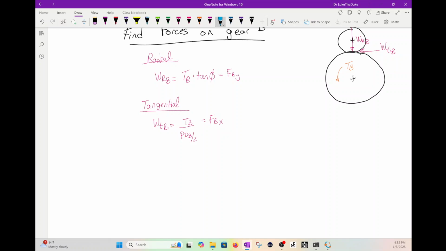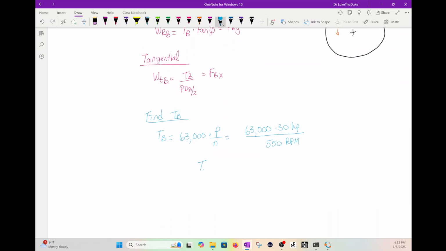So we need to find the torque, TB, and this equation is given: 63,000 times the power over the RPMs. The 63,000 converts it to pound-inches. So 63,000 times 30 HP over 550 revolutions per minute. So we get TB to be 3,436 pound-inch.